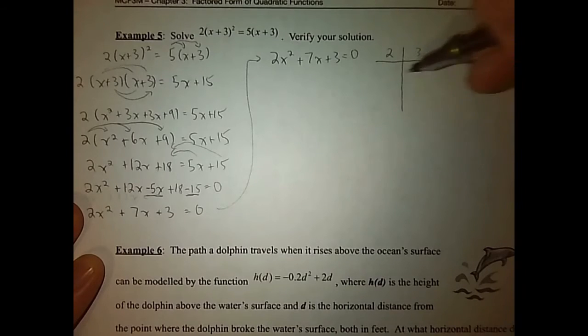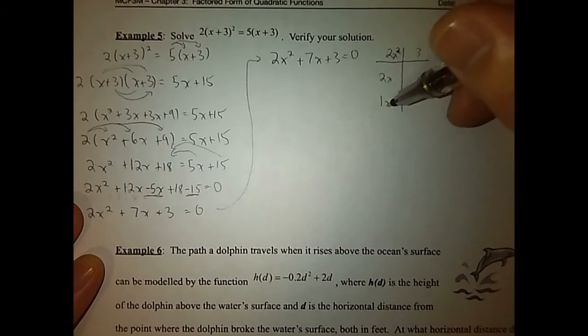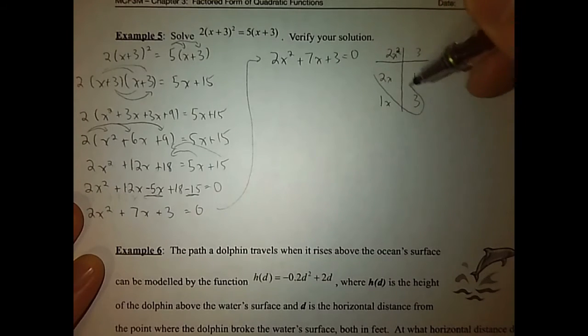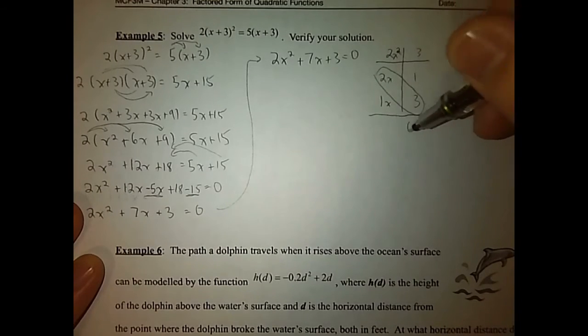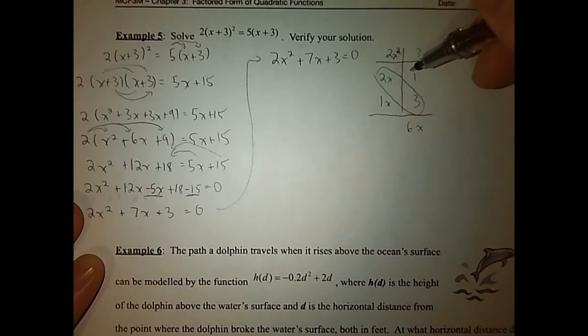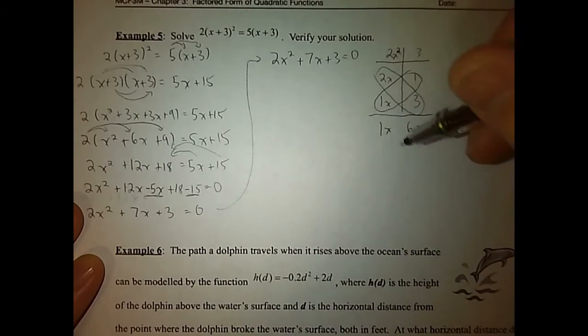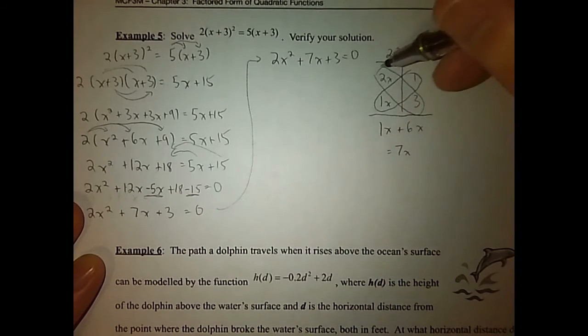So I need two numbers for our factors here. Again, this is 2x squared. So we're going to have 2x and 1x as our factors, because these multiply to give us 2x squared. And then I'm going to have 3 and 1. Put the 3 here and the 1 here. Multiply these two, I get 6x. Multiply these two, I get 1x. And if I add them together, I do get the middle value, which is 7x. So this will be my first term.